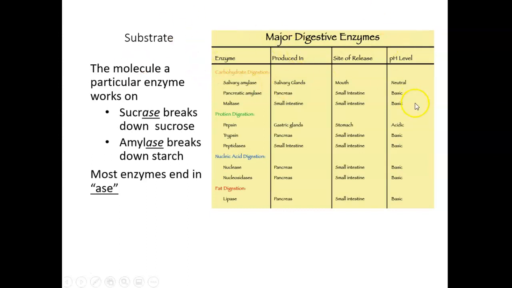In this chart, you can see a number of different types of enzymes that we have for carbohydrate digestion, protein digestion, nucleic acid digestion. Notice that many of them actually end with ASE, but not all of them do. Pepsin and trypsin do not end with ASE. However, they are still really important enzymes. You can see where they're produced. It's a really interesting chart to look at where these molecules are produced and what they carry out, what their pH level is within your body.